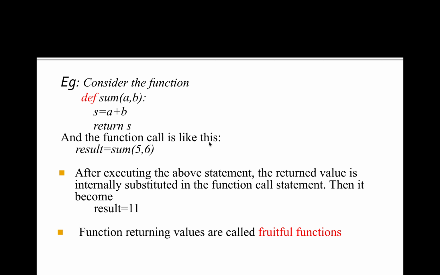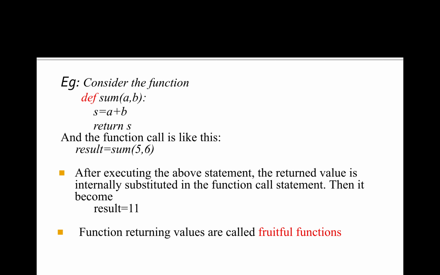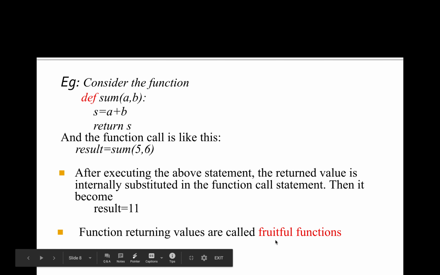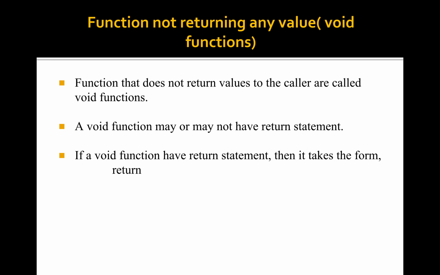Functions returning values are also called fruitful functions, or non-void functions. Two names are there. Functions returning values are called fruitful functions, or we can say non-void functions. Second case, functions not returning a value. They are called void functions.